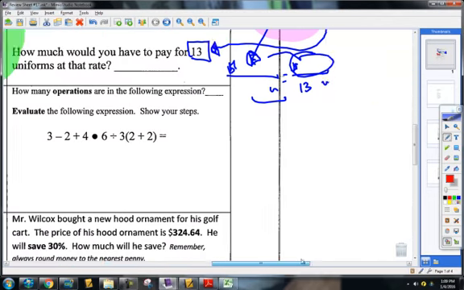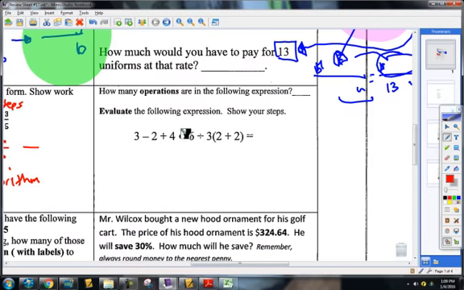Okay? Here, how many operations? We've done a ton of these. Just keep in mind, you have your basic ones here. Those are the ones that are really easy to see, but that's not all there are. There is more than that. Okay, so you can go through and count those.